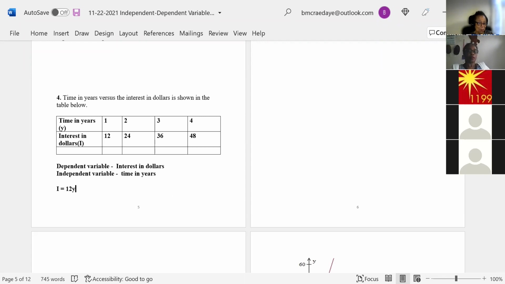Interest is 12 times Y. So when Y is 1, 12 times 1 is 12. When Y is 2, 12 times 2 is 24. When the years are 3, 12 times 3 is 36. And when the years are 4, 4 times 12 is 48. And if it was 5, 5 times 12 will be 60. So for any number of years, you could calculate the interest because you just multiply 12 by whatever that number of years is.